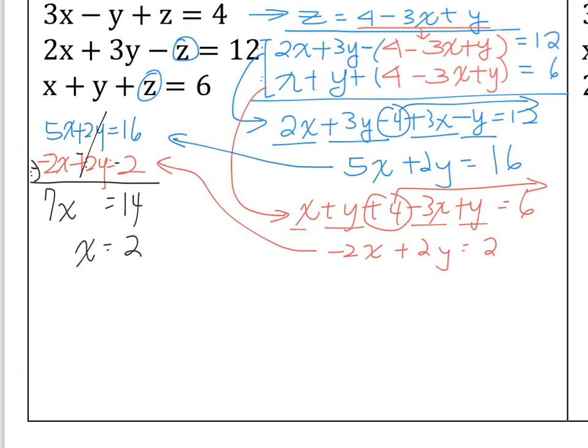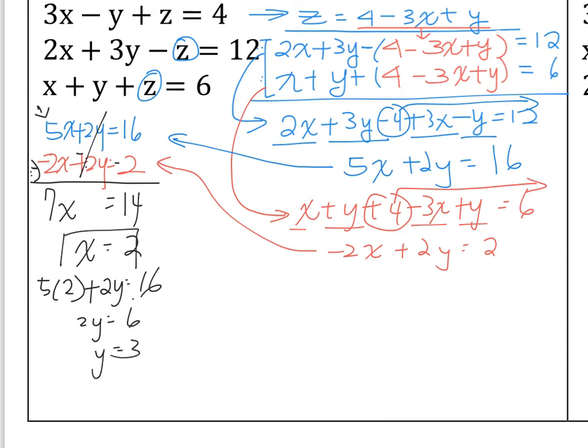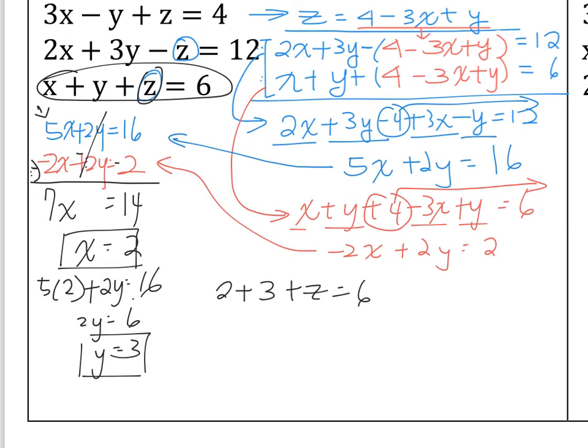x equals 2. Now I'm just going to use this equation here to find out what y is. So 5 times 2 plus 2y equal to 16. 2y equals 16 subtract 10, which is 6. y equals 3. So I'm going to box these. Now I'm going to use the third equation to find out what my z is because it's the easiest. So 2 plus 3 plus z equal to 6. So z equals 1. And my final answer is (2, 3, 1), alphabetical order.